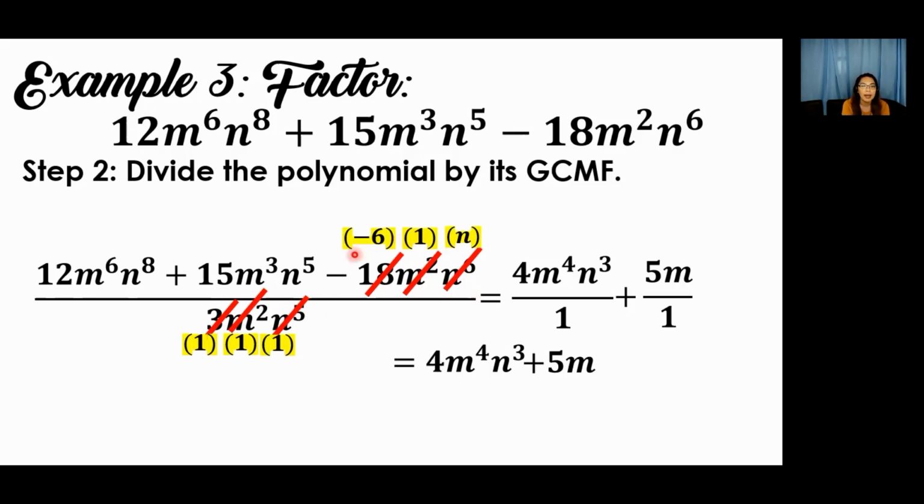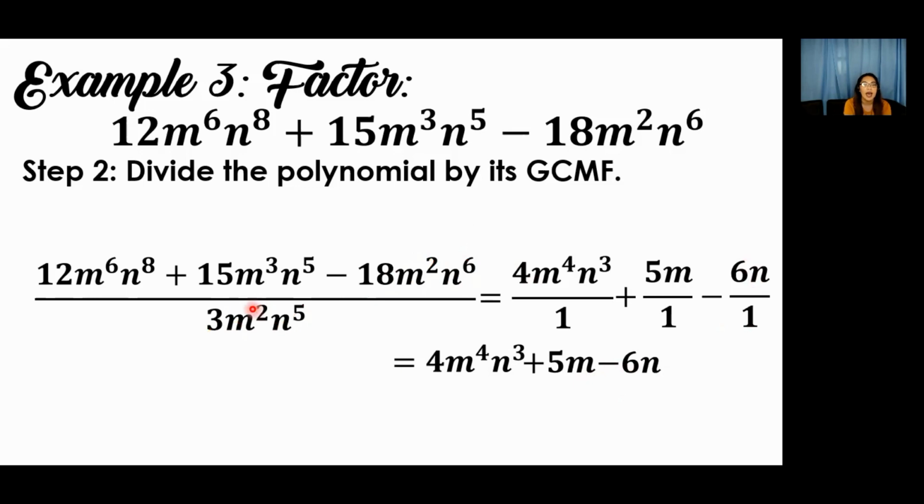Now, multiply negative 6 times 1 times n. The answer is negative 6n. Divided by 1, that is negative 6n only. So, tingnan natin. Ang ating GCMF ay 3m squared n to the 5th. And then, ang quotient natin ay 4m to the 4th n cubed plus 5m minus 6n.